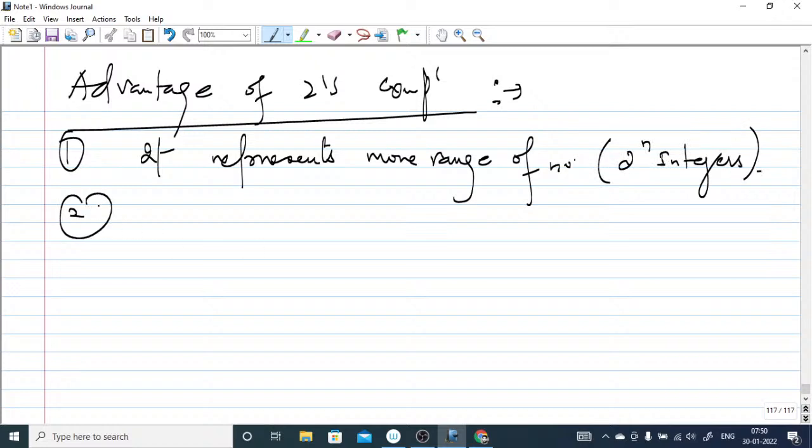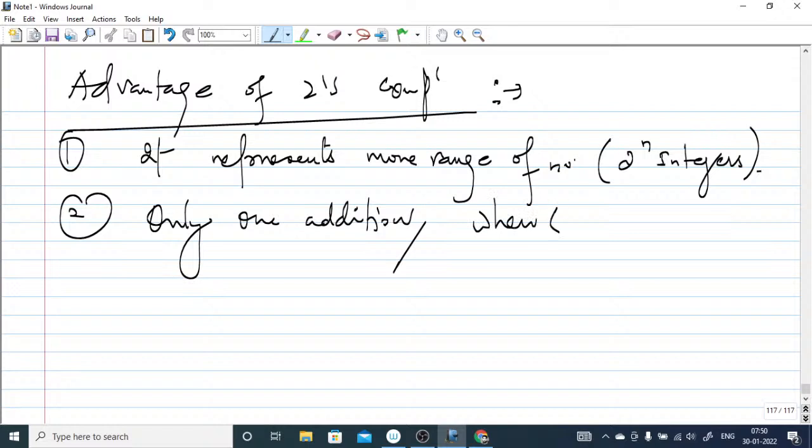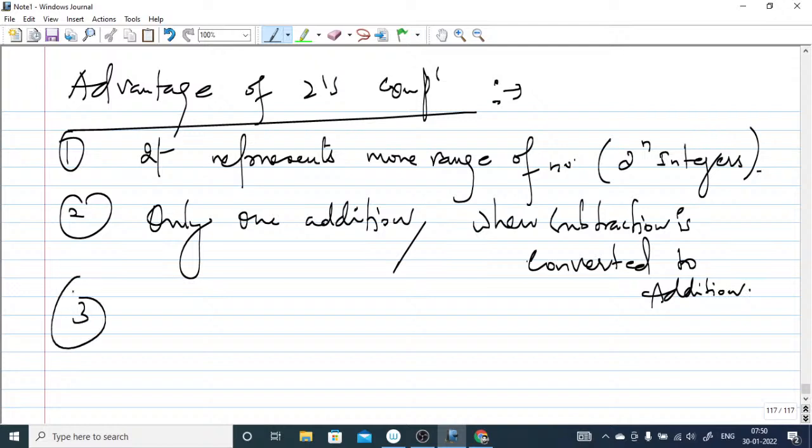And second, only one addition is done here. In case of 2's complement, subtraction is converted to addition. These are the advantages, so they might give you options and you have to select. And third, EAC need not be remembered, meaning we always discard EAC.